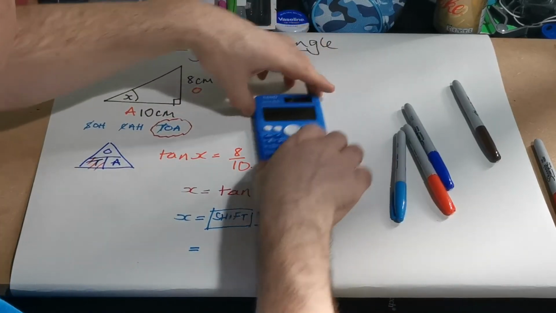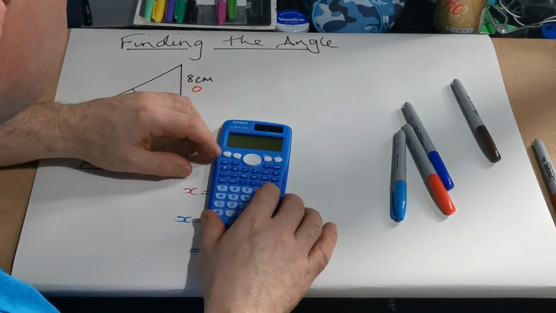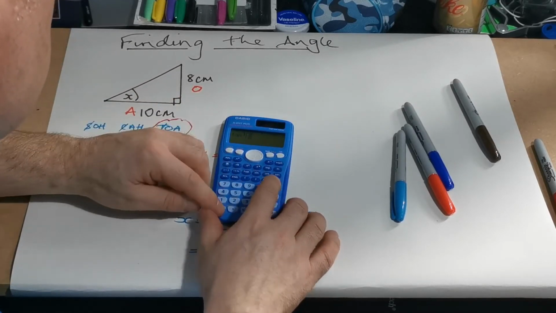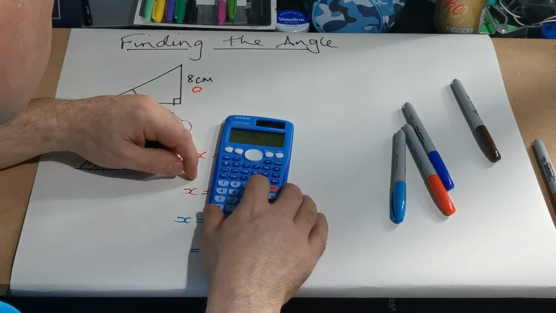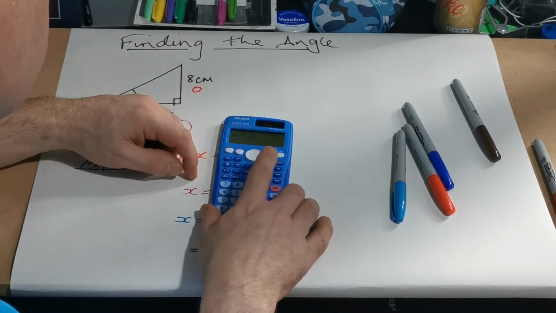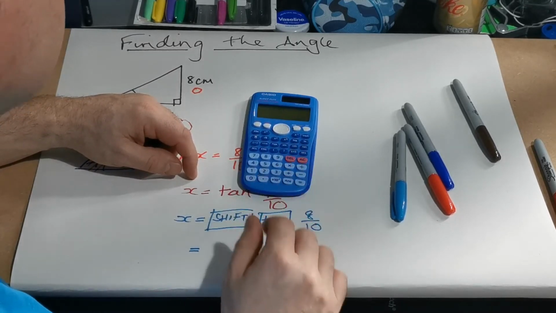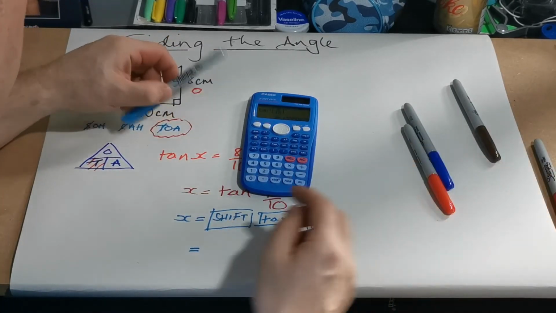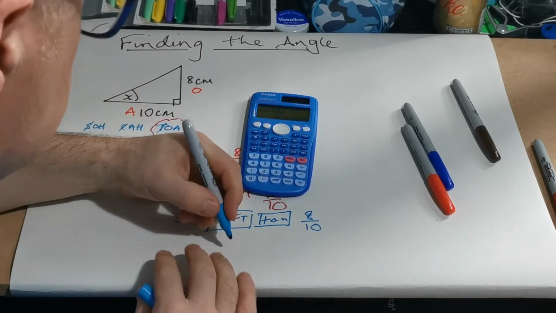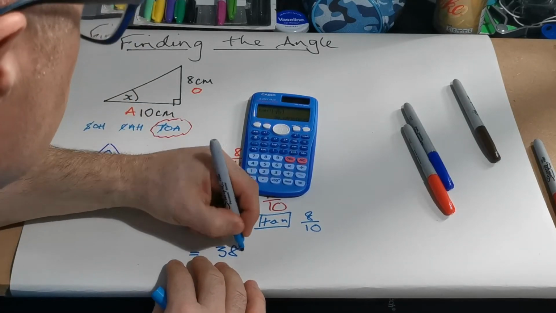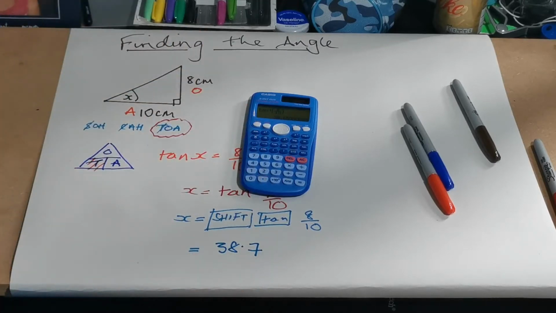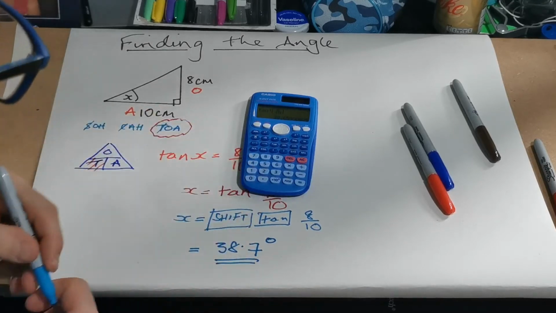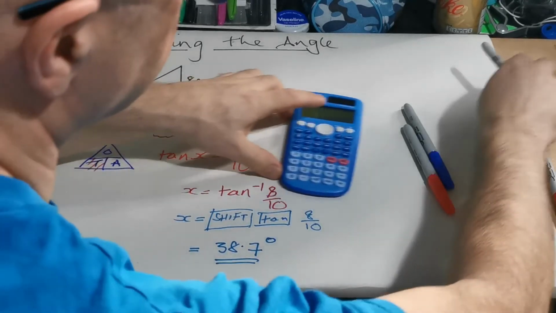So if I put that in, shift tan 8 over 10, close, oops, I've used the fraction one, so I need to move a little bit just before I close the bracket. That gives me 38.6598. So remember, we're thinking about three significant figures if we're not quoted. So 38.7, and then that will be degrees, because that's the units of measurement that we're dealing with.